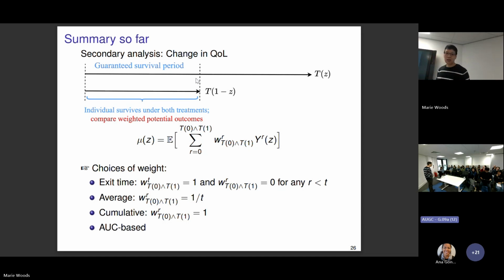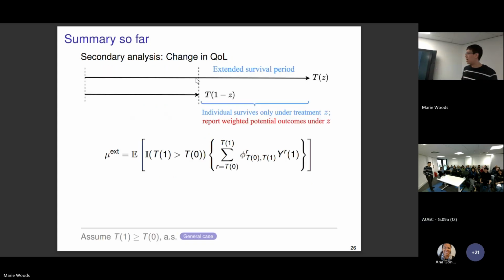You may not want to do this for quality of life, but if the outcome Y here is expenditure or cost, then it actually matters, right? You are interested in the cumulative cost over time, or you can have an AUC base. So you can choose these weights depending on what question you want to answer. But the point here is you are comparing treatment group 0 and 1 within the same time period, within the same guaranteed survival period. So there's no selection bias. So this is a causal estimate.